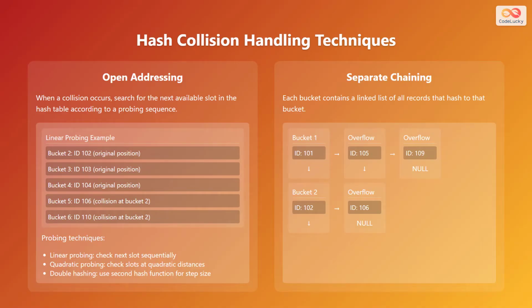The second method is separate chaining. In this approach, each bucket contains a linked list of all records that hash to that bucket. When a collision occurs, a new record is simply added to the linked list of the corresponding bucket.